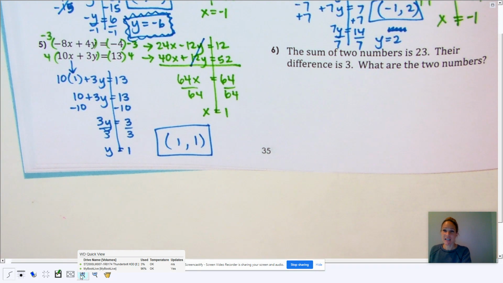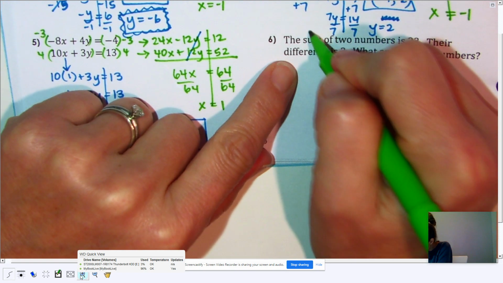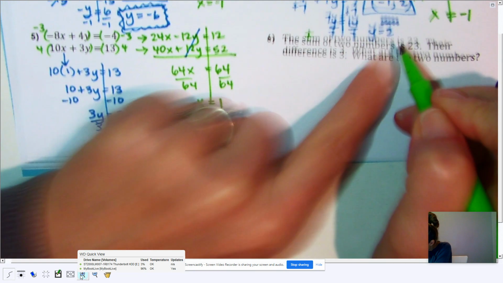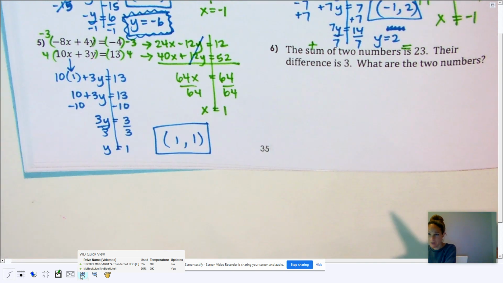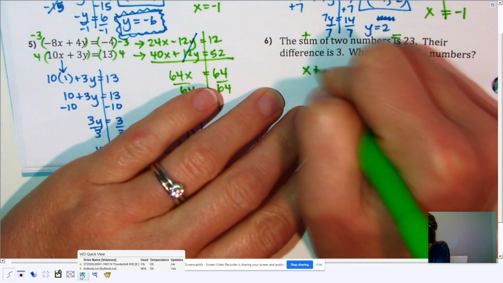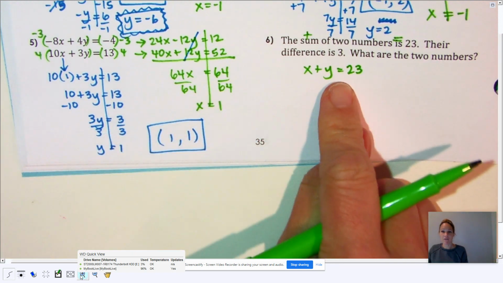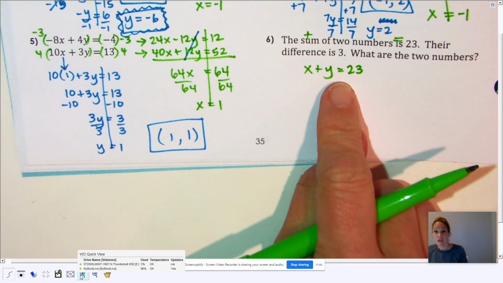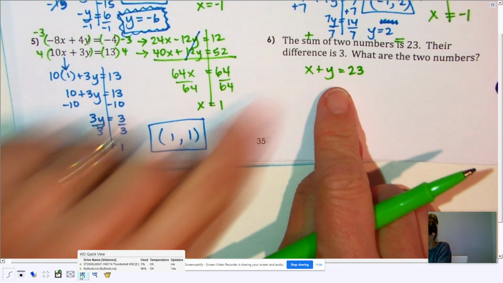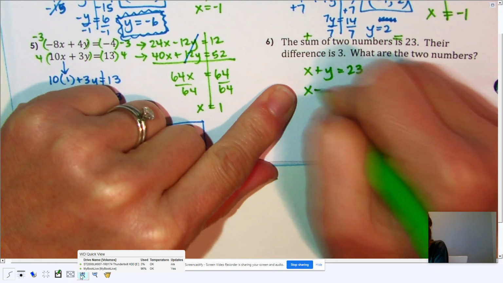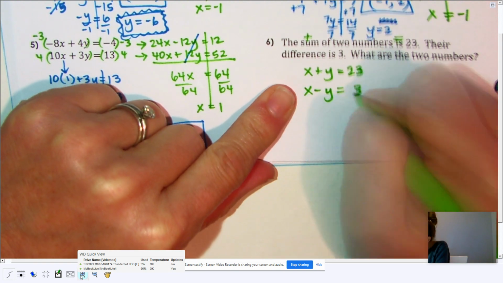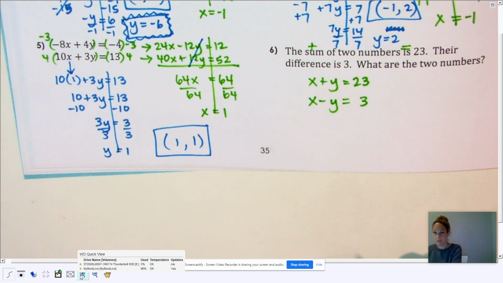All right, question number 6. The sum, remember sum just means plus, of two numbers is 23. So I'm going to write x plus y equals 23. I have two different numbers. I know that if I add them up, I get 23. Their difference is 3. Okay, I know that if I subtract them, I get 3. What are the two numbers?